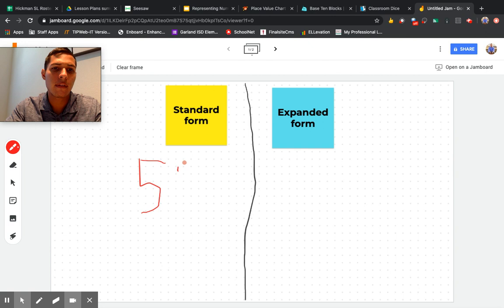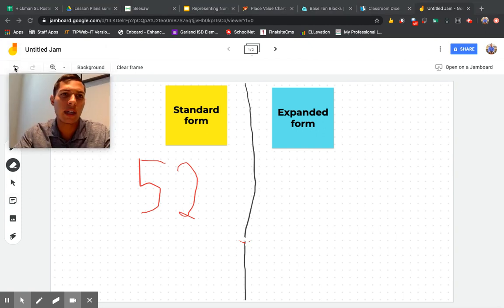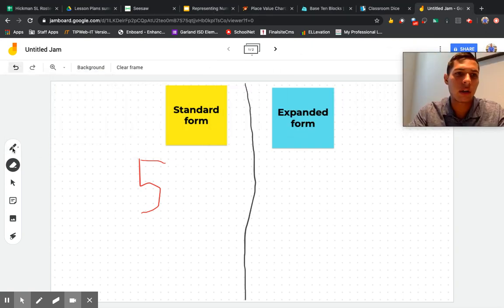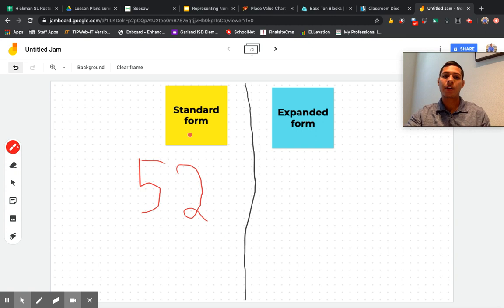Oh no, that's no good, right? Take my eraser. Let's actually even go back. We're going to get rid of that. Sorry, everyone. I'm going to move myself back over here. I'm going to go back to click this. 52. This is standard form, everyone. Standard form 52, just writing in 52.